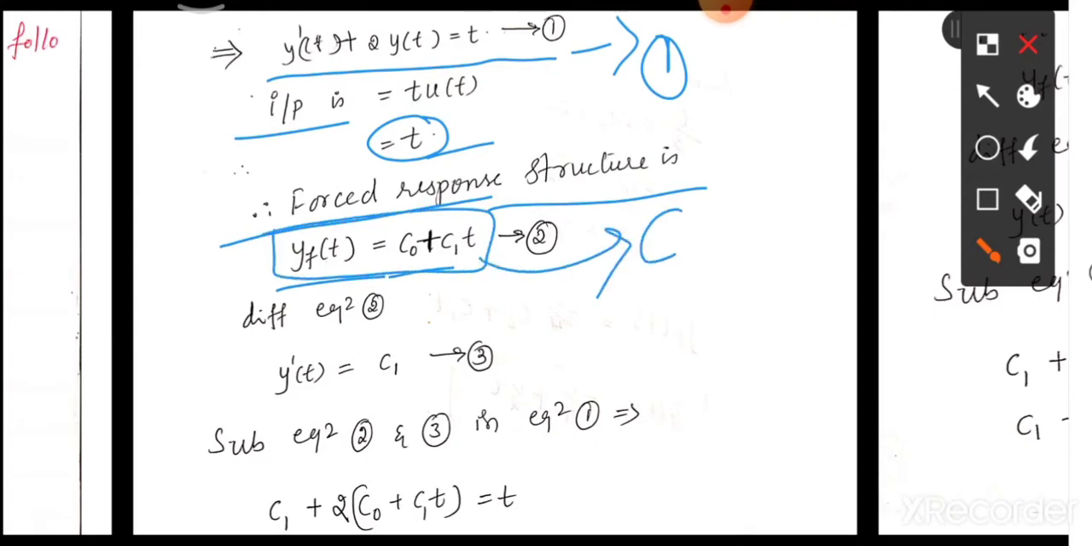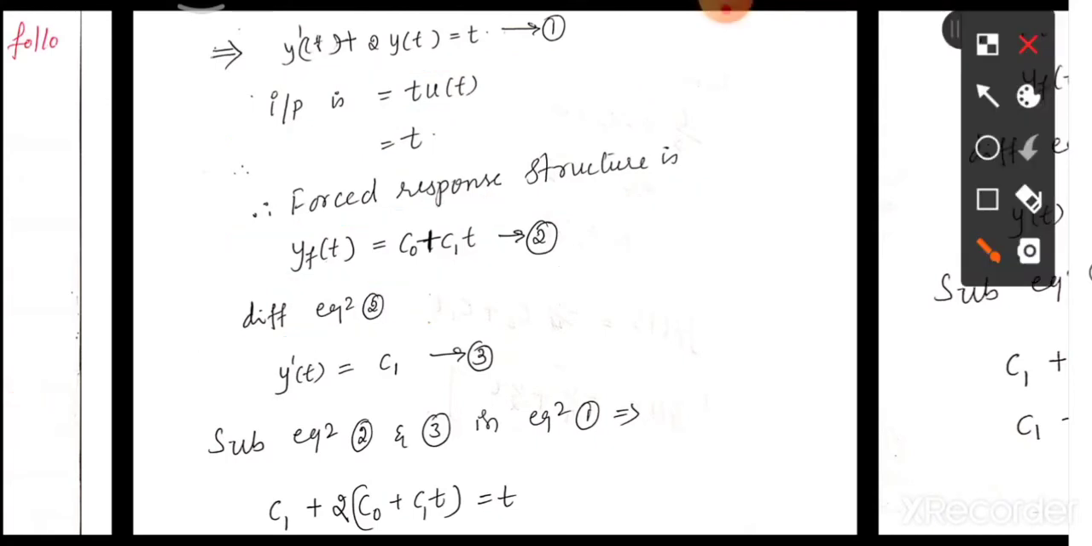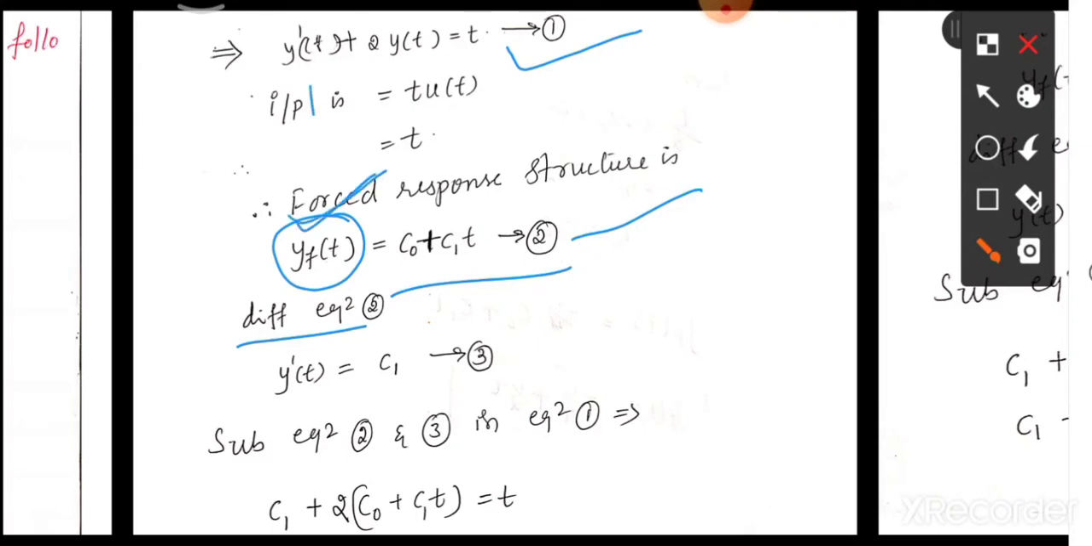Now what we have to do is calculate c naught and c1, the two constants. How can we calculate this? Let's call this equation number 2, the first equation being the given equation. This is our second equation. Differentiate this equation. So make this yf of t as per its requirement. yf of t is nothing but this y of t.